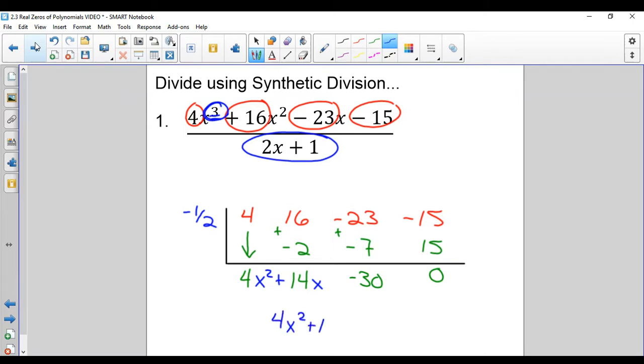So rewriting our answer just a little bit neater. You do what you want. That would be my solution. All right, that's what I get when I divide by 2x plus 1. Let's check out one more.